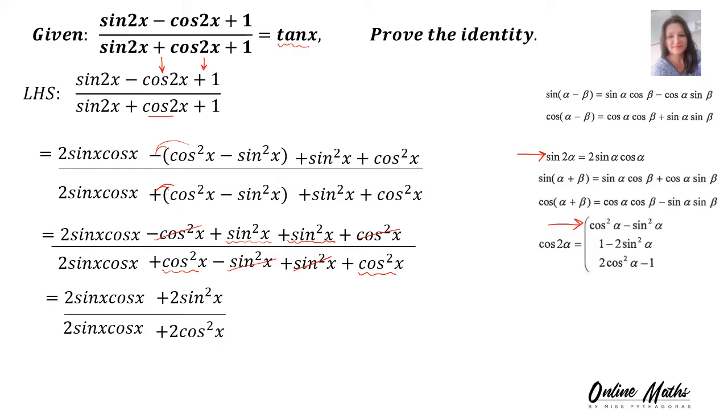Now, let's see what is happening in algebra. If I give you this, 2ab plus 2a squared over 2ab plus 2b squared.